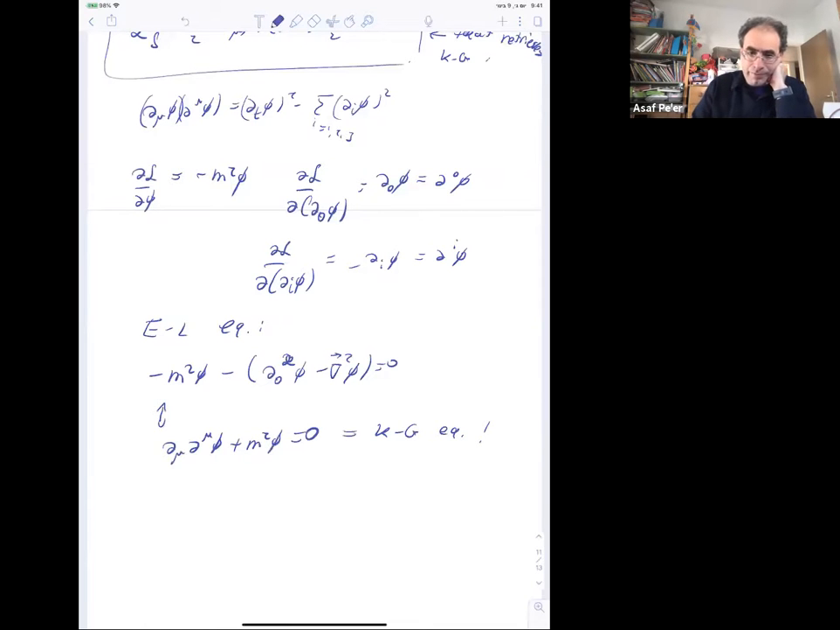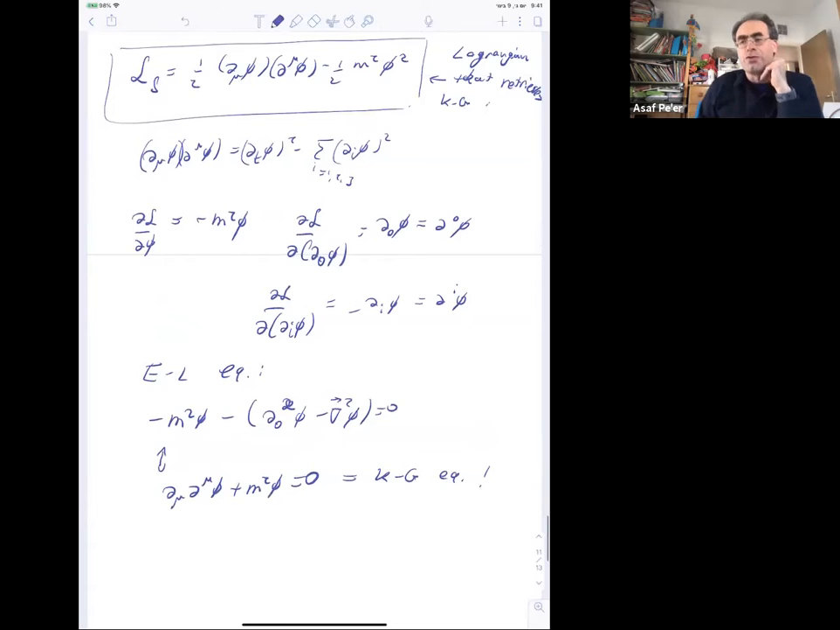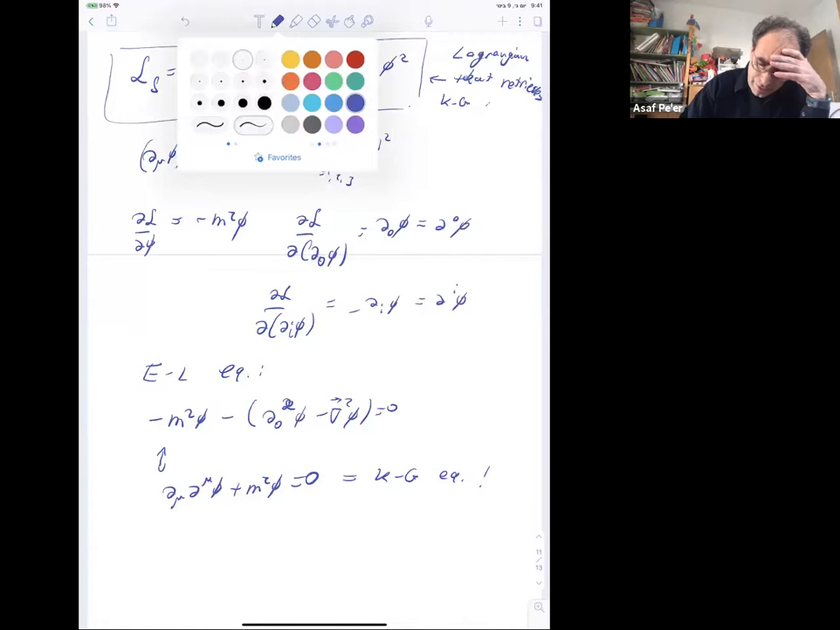For a scalar field phi. So the initial choice of the Lagrangian was a good one. Right? Now, just as a comment, which is not surprising, right?